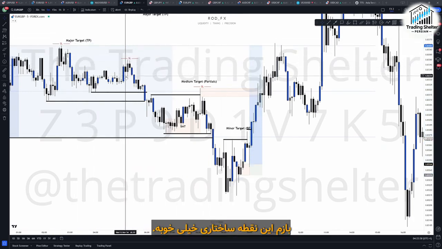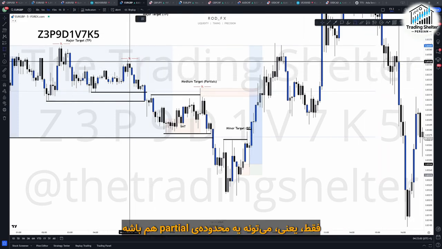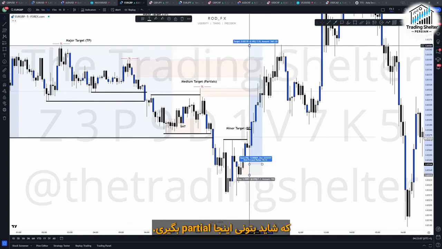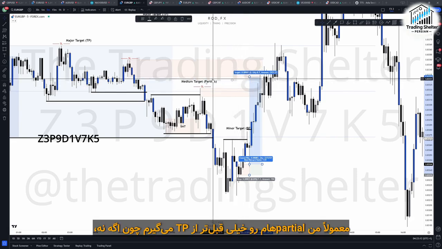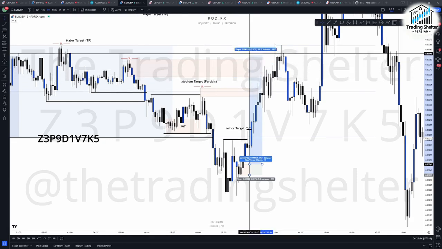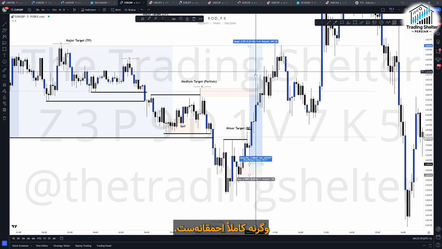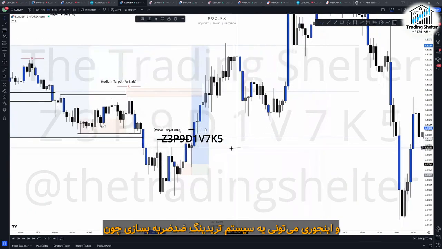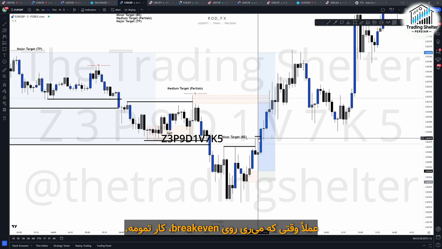Again, this structural point is very good. It could also be a partial area here that you can maybe also take partials. Usually I try to have my partials way before the TP, because otherwise at this point, you just hold over there, right? It's completely stupid otherwise. And this is how you can build a bulletproof trading system, because basically at the minute that you're break even, you are done. Your job is done.